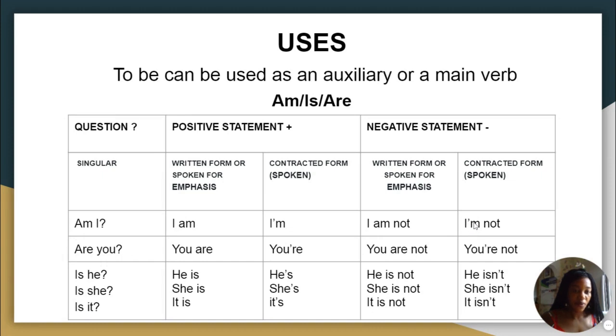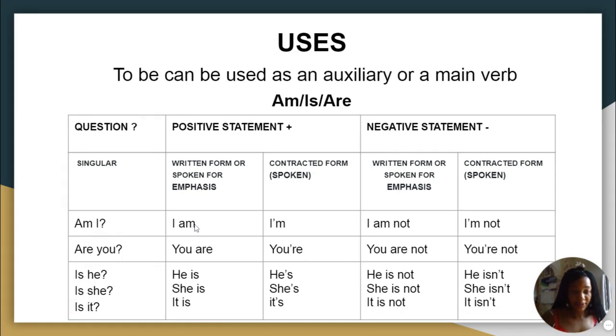Donc, on a enlevé le A et ça nous donne am not. Donc, on va faire ça encore une fois. Pour la question, on va dire am I? Am I? Donc, le M et le I se lient comme un seul mot. Et on a aussi déjà vu l'alphabet. Donc, vous savez que le I se lit I. Donc, am I?